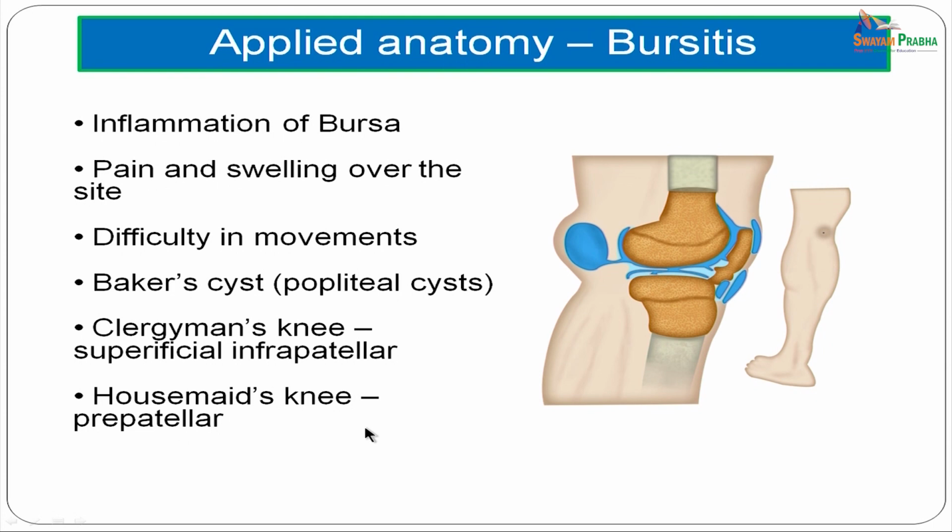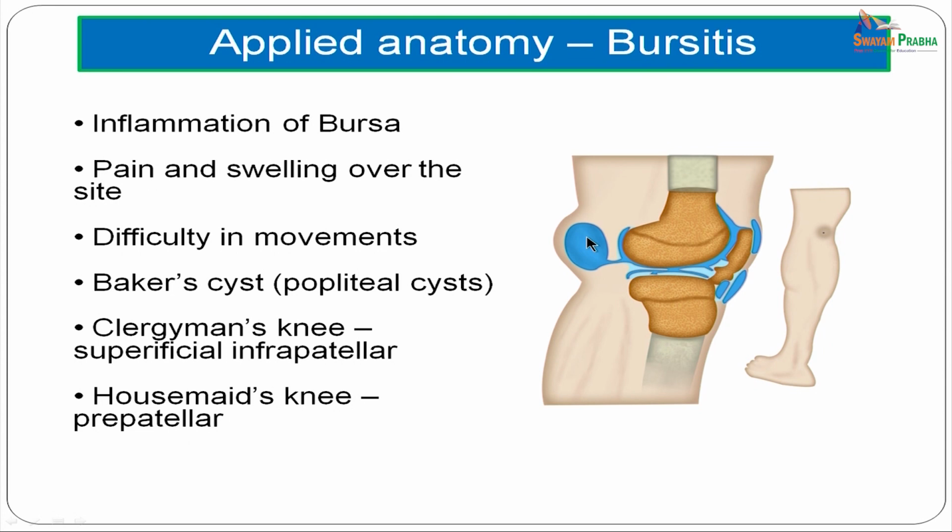We have seen the various kinds of bursa which surround the knee joint. Inflammation of the bursa is called bursitis. It results in pain and swelling over the site and causes difficulty in movements. Baker's cysts or popliteal cysts are inflammation of the popliteal bursa, which is seen on the posterior aspect of the knee.